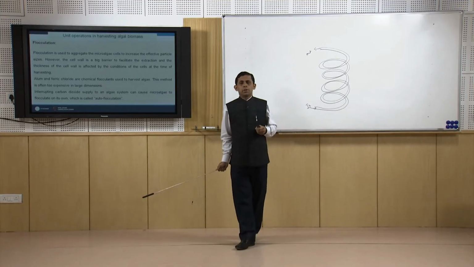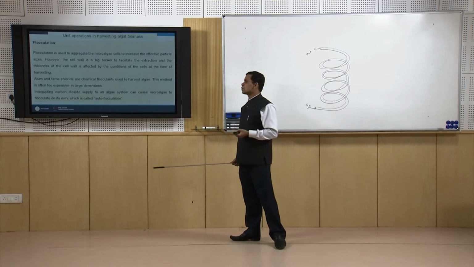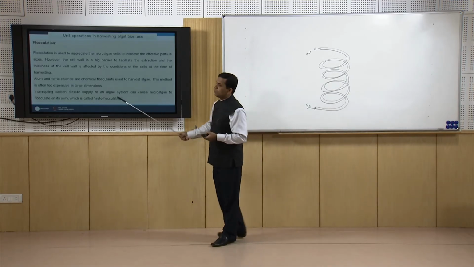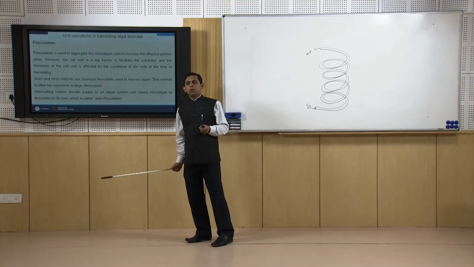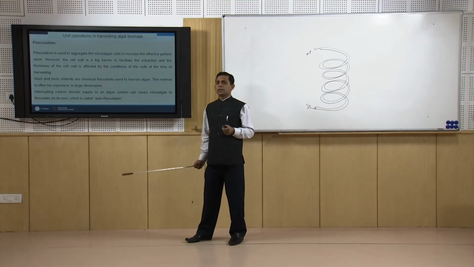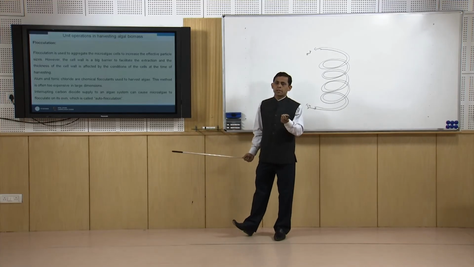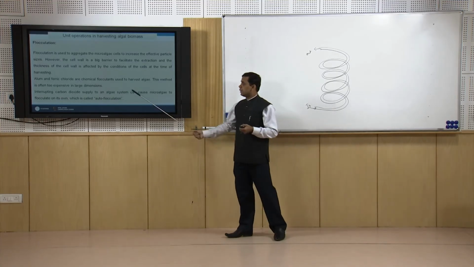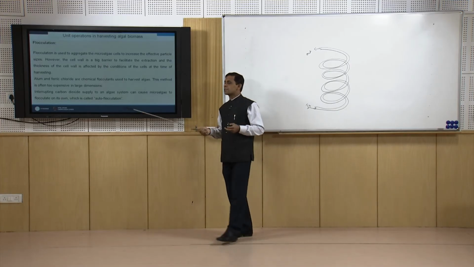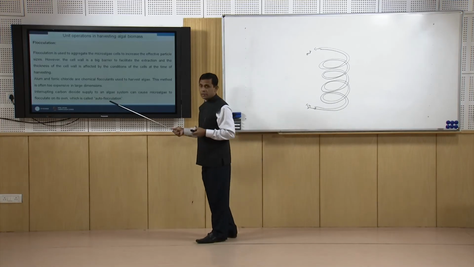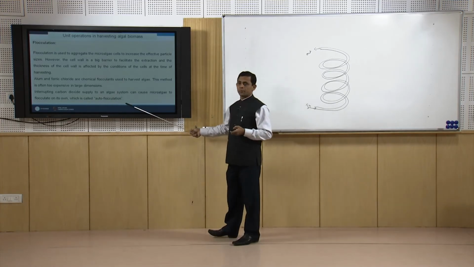Apart from these two, autoflocculation is also possible, particularly when metals are present and we are disrupting the carbon dioxide supply. Then the pH of the media changes and the metals are positively charged, and they capture the negatively charged algal biomass. So, that is called autoflocculation.